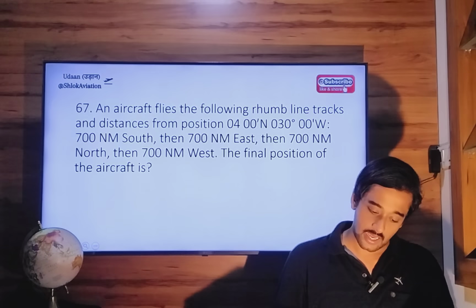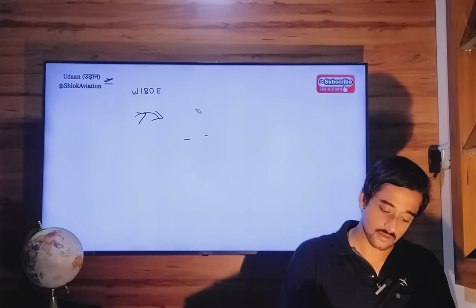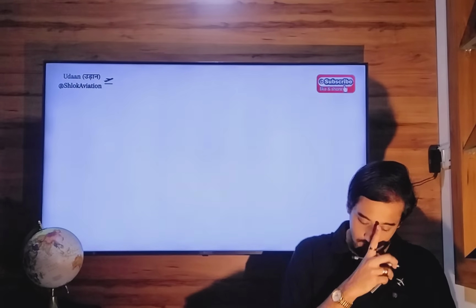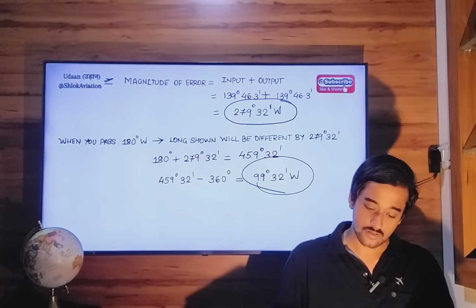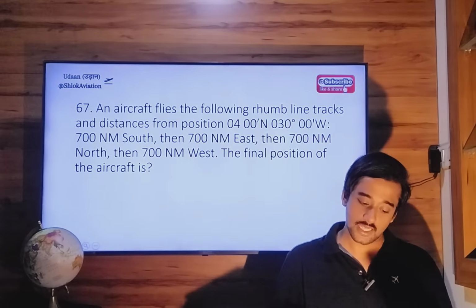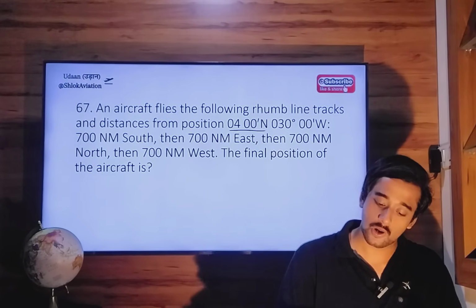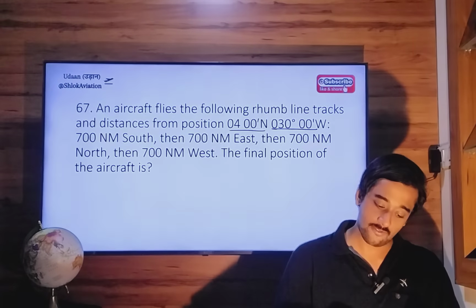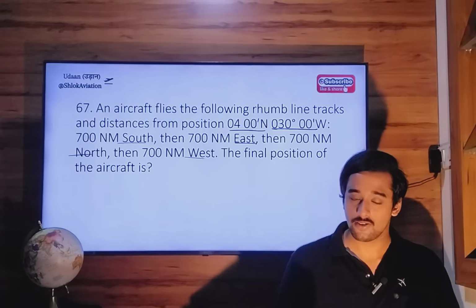Next, aircraft lies in the position following drumline tracks. It starts from 4 degree north, 30 degree west, and then it flies south, east, then again north, then again west. What is the final position?